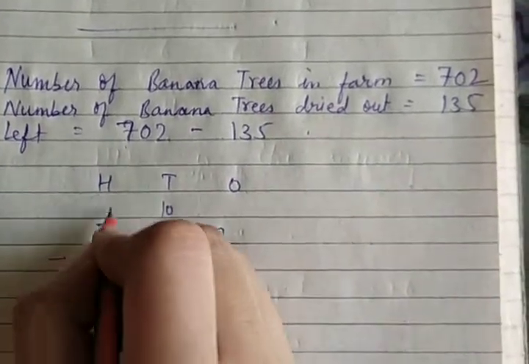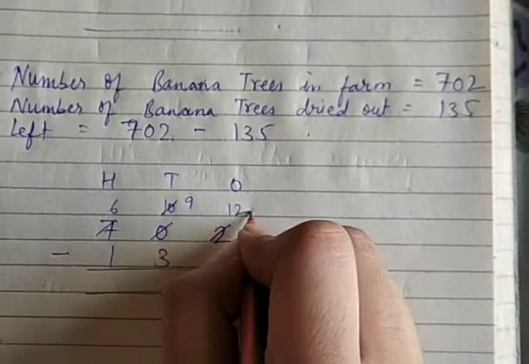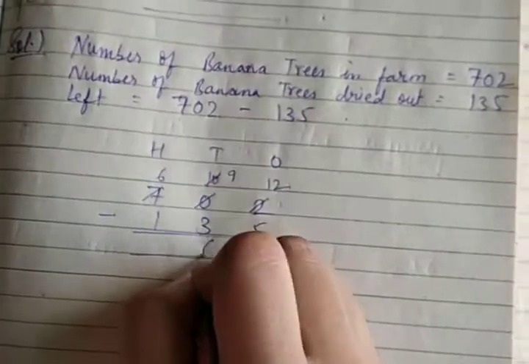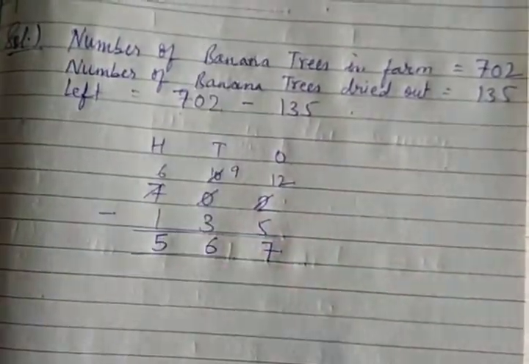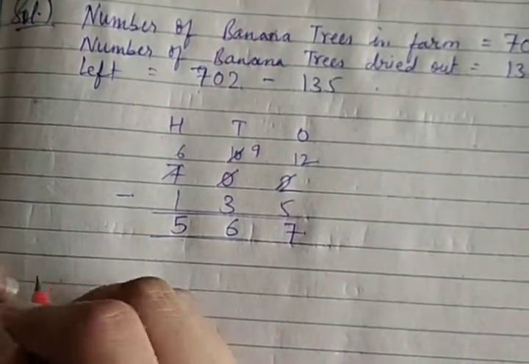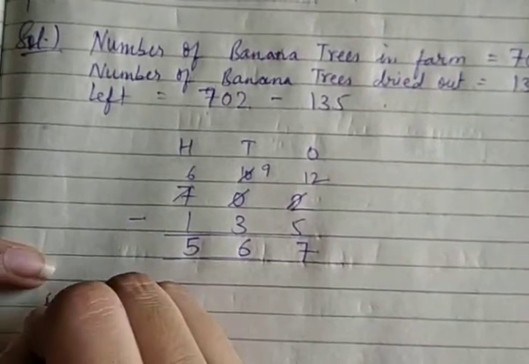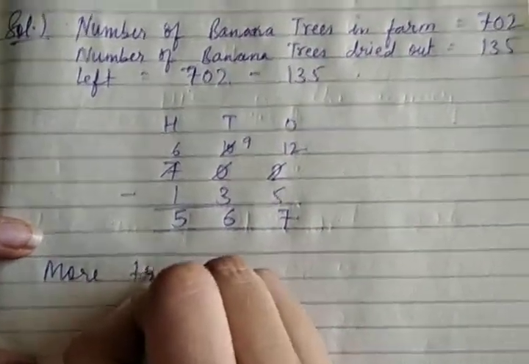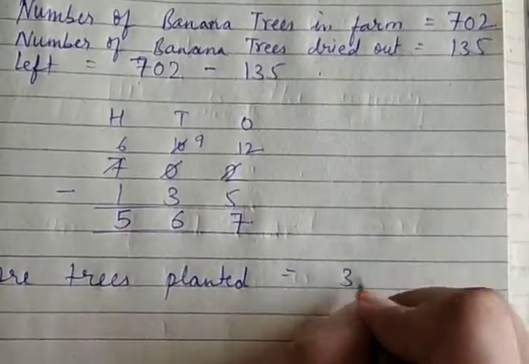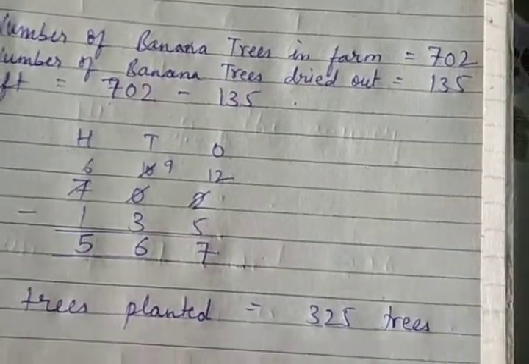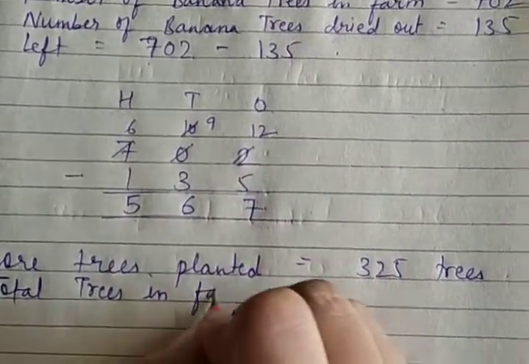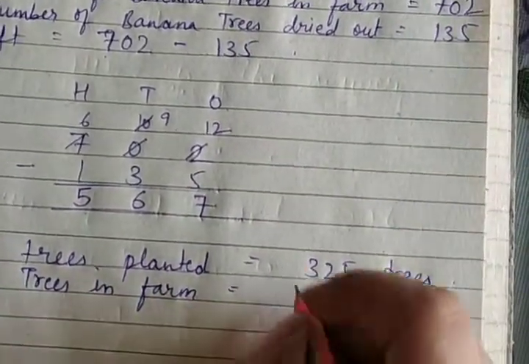This will become 10, this will become 6, this will become 9, this will become 12. 12 minus 5, 7. 9 minus 3, 6. 6 minus 1 is 5. So 567 trees were left in the farm. Now, more trees were planted. How many more trees, class? 325 trees. 325 more trees were planted. Now, total trees in farm. How many total trees are there in the farm now? So, what will we do?